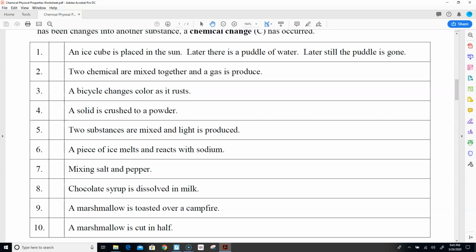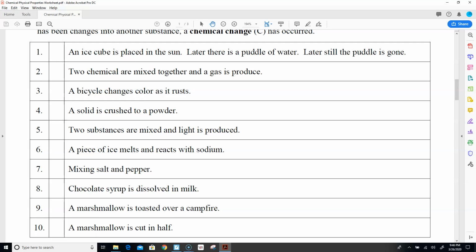Mixing salt and pepper, that's going to be physical because once again, they're still the same substances. You could sort them if you wanted. Chocolate syrup dissolved in milk, that is still physical. Okay, because dissolving the syrup in milk, like if you're allergic to milk, you can't drink chocolate milk just because there's chocolate in it. It's not a new substance, it's still milk.